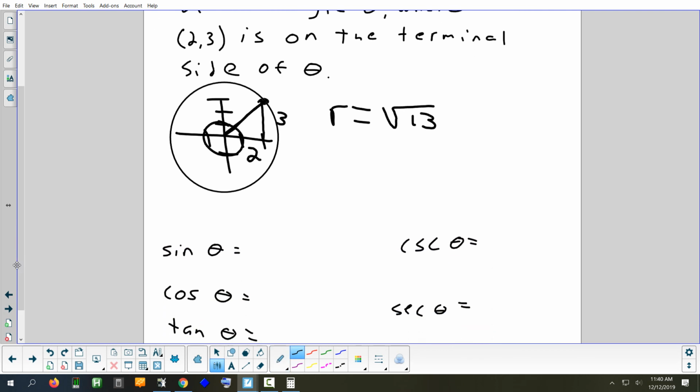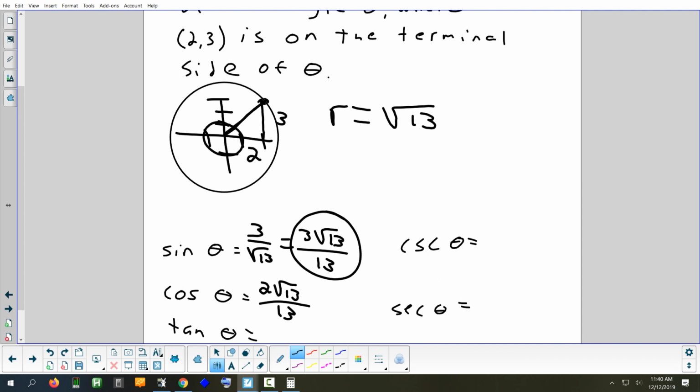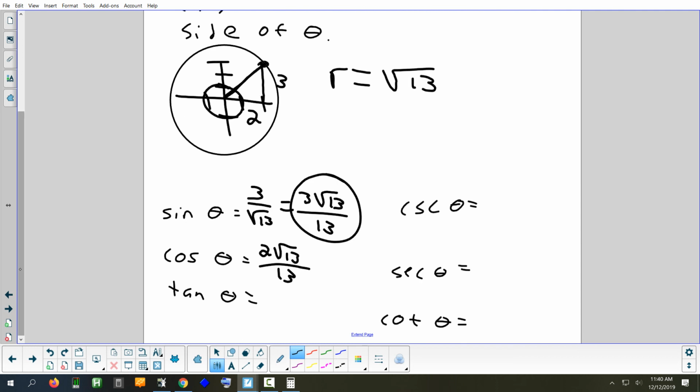Okay, so what's my sine? 3 over the square root of 13. Yep. And that's kind of annoying, but that happens a lot. How about my cosine? 2 over the square root of 13. X over r. And my tangent? 3 divided by 2. Hey, how about my cosecant? Square root of 13 divided by 3. Yep, just flip that. My secant? Square root of 13 over 2. And my cotangent?